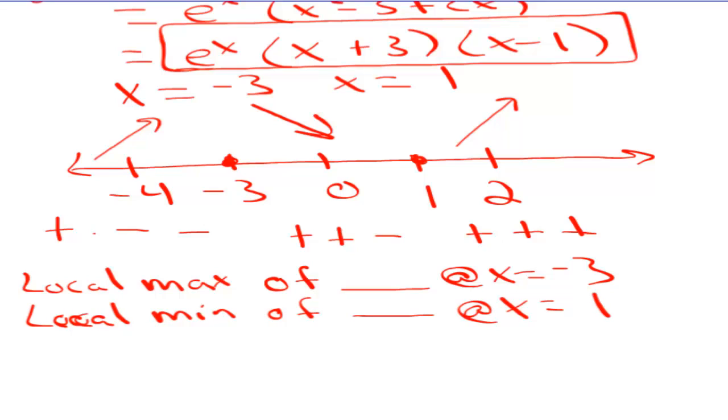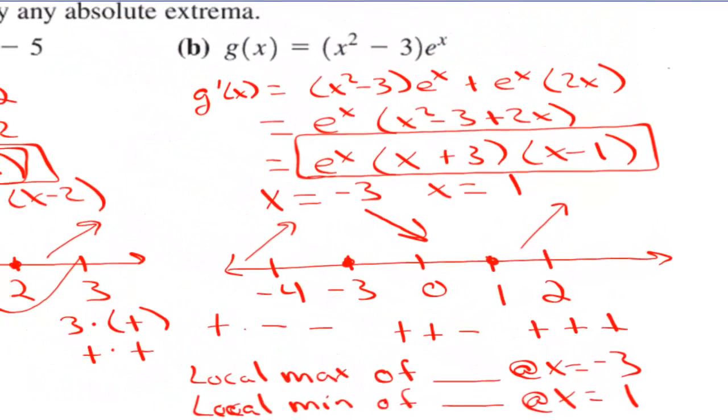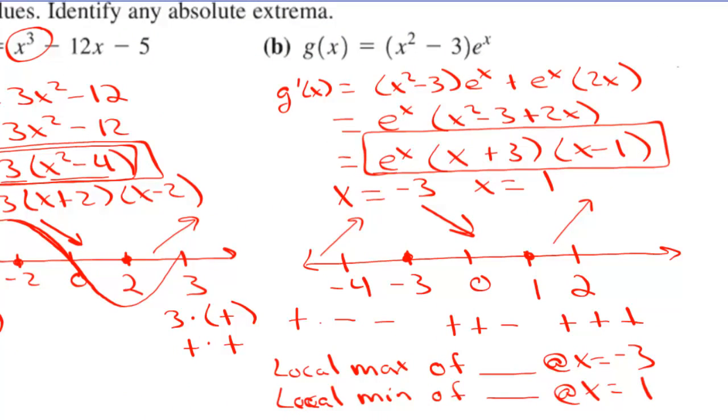Now let's plug -3 back into the original so we can get the y value. Plugging in -3, that's 9 minus 3 times e to the -3. That's 6 over e to the 3rd. Then let's plug 1 in. We get 1 minus 3 times e, so we get -2e.